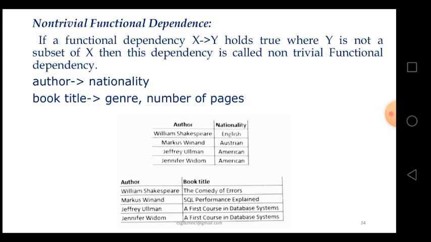Non-trivial functional dependencies. If a functional dependency X to Y holds true where Y is not a subset of X, then this dependency is called a non-trivial functional dependency. Author to nationality, book title to genre, number of pages.